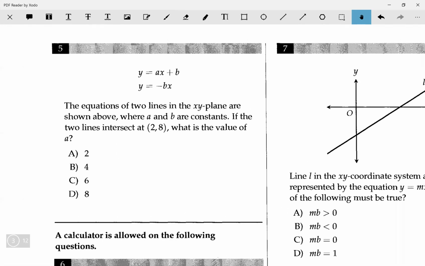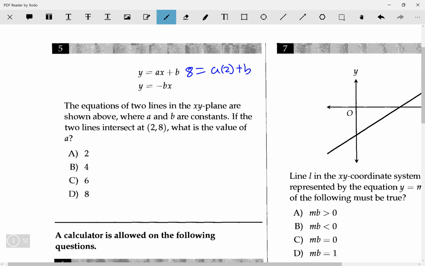So number 5, y is equal to ax plus b and y is equal to negative bx. The equations of 2 lines in the xy plane are shown above, where a and b are constants. If the 2 lines intersect at (2, 8), what is the value of a? So we know they intersect at (2, 8), so I'm going to plug this into the 2 equations. So 8 is equal to a times 2 plus b. And the other one is 8 is equal to negative b times 2.